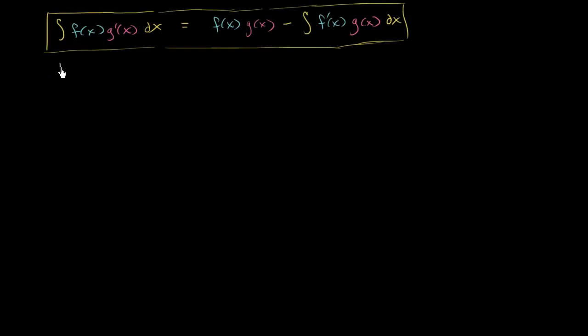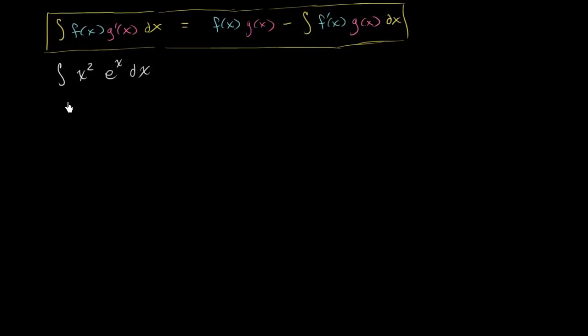Let's see if we can take the antiderivative of x squared times e to the x dx. Now, the key is to recognize when you can at least attempt to use integration by parts. And it might be a little bit obvious because this video is about integration by parts.